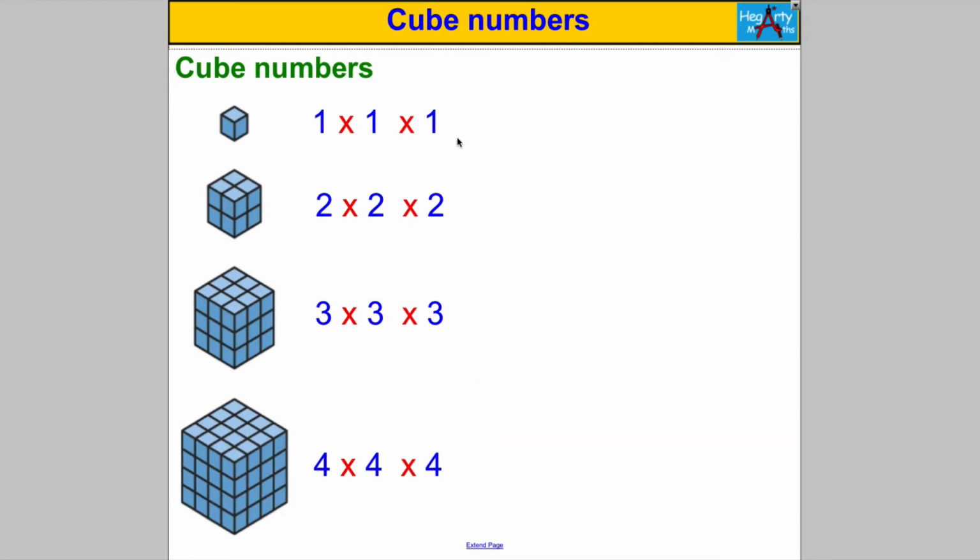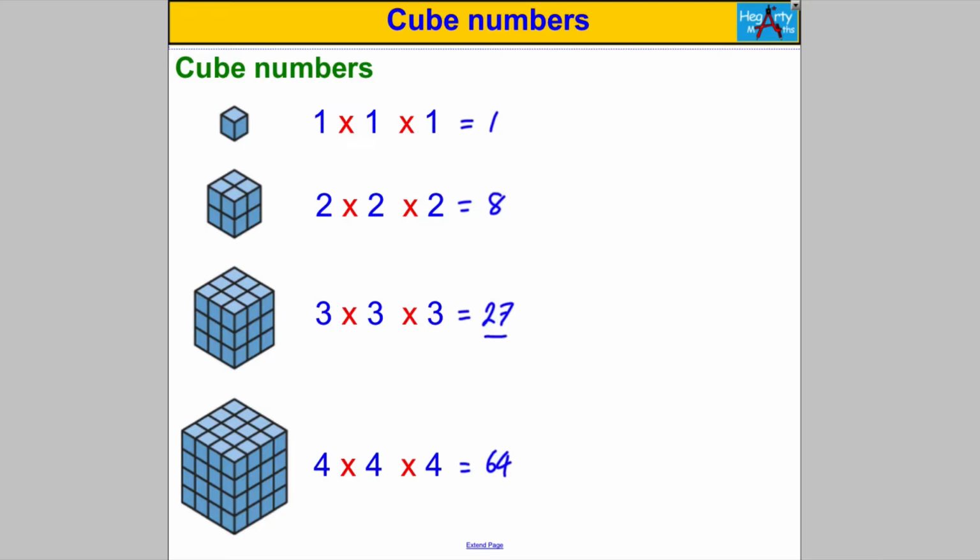The cube numbers are the answers to 1 multiplied by 1 multiplied by 1, 2 multiplied by 2 multiplied by 2, 3 multiplied by 3 multiplied by 3, 4 multiplied by 4 multiplied by 4. They are the answer to a whole number multiplied by itself 3 times. Now, the reason they're called a cube number is that the answer to this, say here we've got 2 multiplied by 2 multiplied by 2 is 8, 3 multiplied by 3 multiplied by 3 is 27, and 4 multiplied by 4 multiplied by 4 is 64.